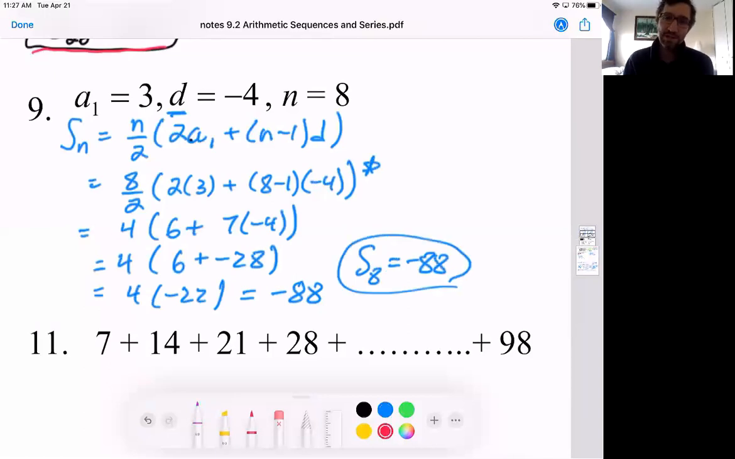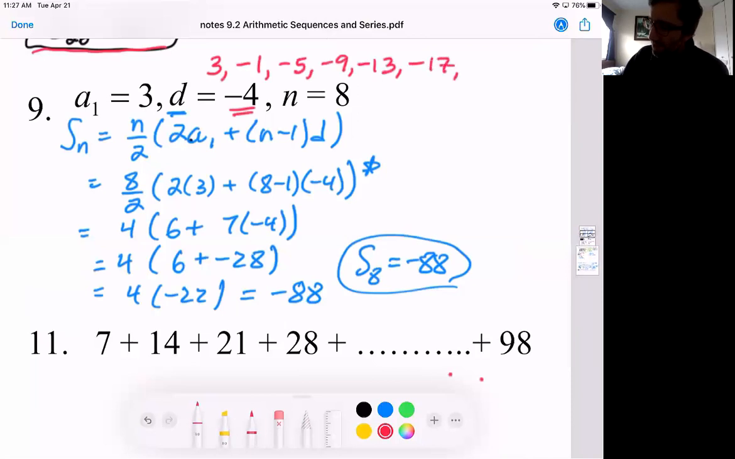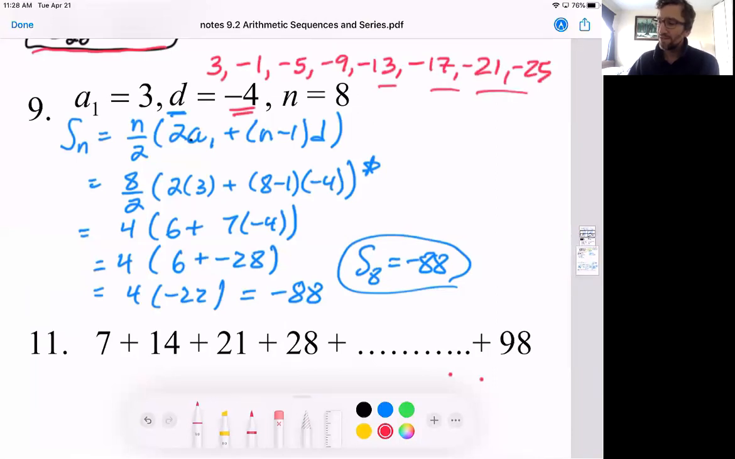Now this one you actually could, theoretically, do the longer way. The first term is 3. If your difference is negative 4, then your next term would be negative 1, then negative 5, negative 9, negative 13, negative 17, negative 21, negative 25. If we add up all of those, we should get negative 88. Let's see, that's negative 40, negative 60-ish, negative 70-ish. Yeah, that looks like about negative 88.